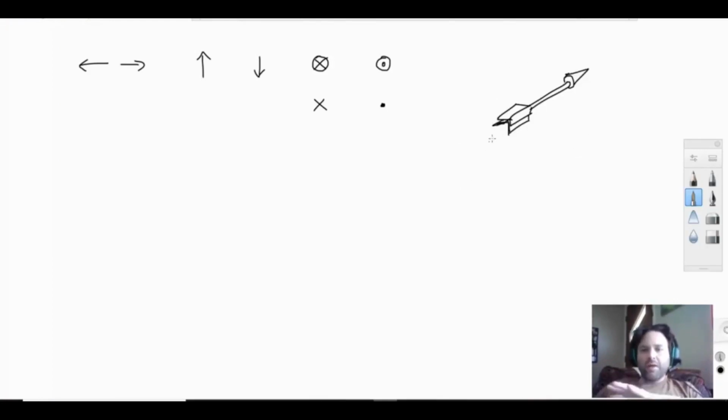And if you imagine what this arrow is going to look like going away from you, this is what you're going to see. You're going to see these feathers on the back, like they'll make an X, right? If you can imagine it coming towards you, this is what you're going to see. So that's one way to visualize whether X or the dot means into or out of.